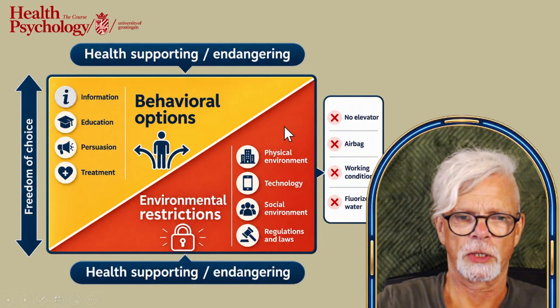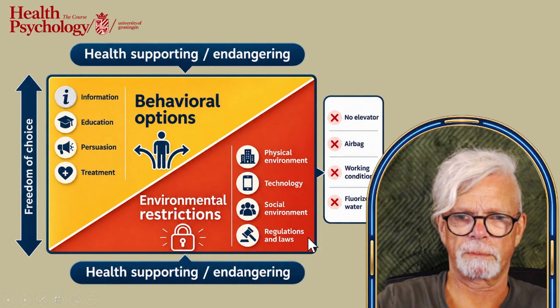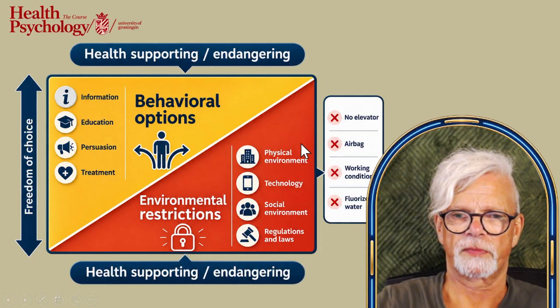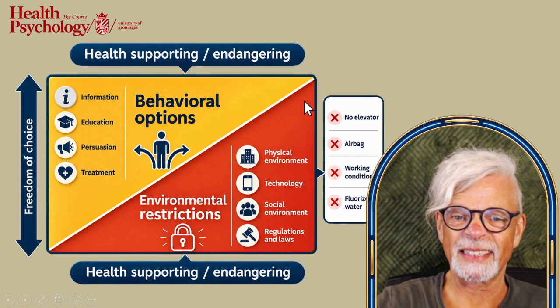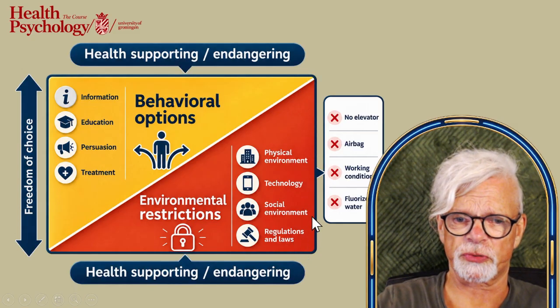On the other hand, we have environmental restrictions. You can also build a society in which things are restricted, and there's little choice. In the extreme, there is no choice anymore.